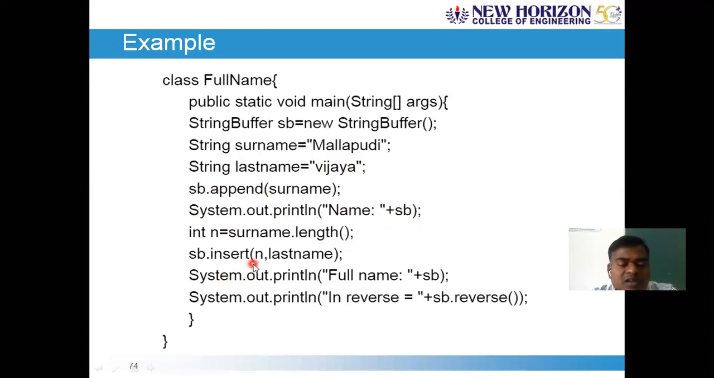And sb dot insert of n comma last name. N means the number of characters of the surname that you already inserted in the string buffer. Based on this size, of course, the index starts from 0, so we include n comma last name and insert the second string at the nth index. Next I will print the string buffer, and of course we can reverse it and print the results to the console.